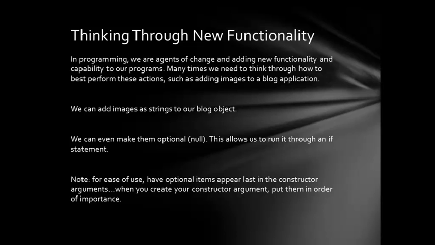Now we're also going to make this one optional. I'm going to show you how to make it optional. So you can run through an if statement: if it has an image, put it on there; if not, don't put it on there. What this allows us to do is, if we had a back-end admin area, we could allow whoever's doing the blog to type the blog and put an image in there if they want one. If they don't want one, they don't have to. So the only caveat is a rule of thumb, a generally accepted practice: anything optional in our constructor, we put last in our arguments. So put them in order of importance.